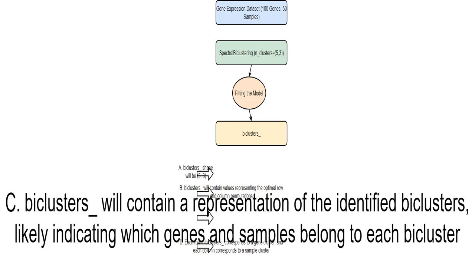This is the correct answer. The biclusters_ attribute gives me a way to see which genes and samples are grouped together. It gives me the specific membership for each gene and sample in each bicluster. It's the actual results of biclustering.